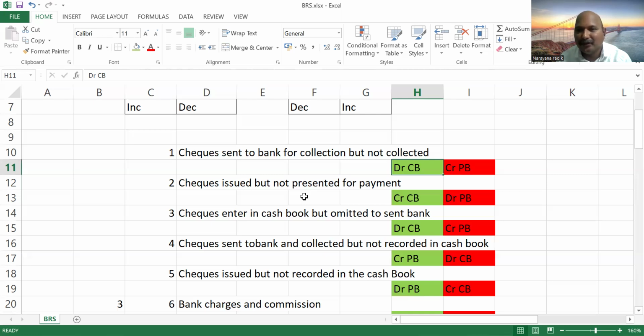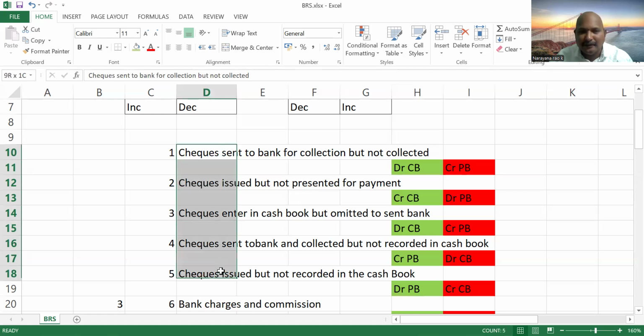And another one, the fifth one, checks issued but not recorded in the cash book. We issued a check to our customer but omitted to record it in the cash book, though it was given to the customer. The customer went to the bank and collected the money from our bank account. Our bank balance was reduced in the passbook, but it was not recorded in the cash book. These five differences are generally transactions which we made with checks that cause differences.